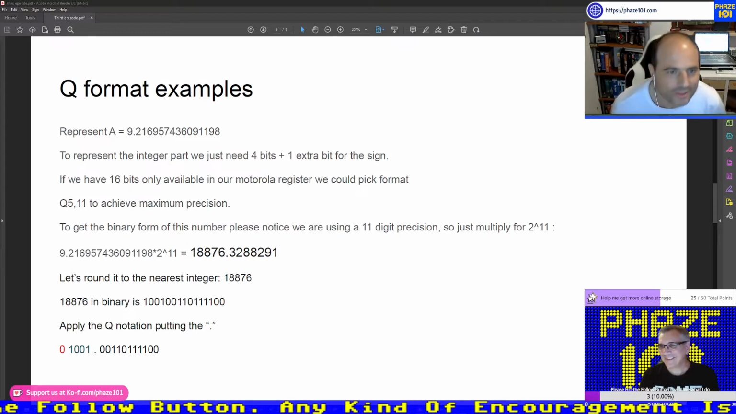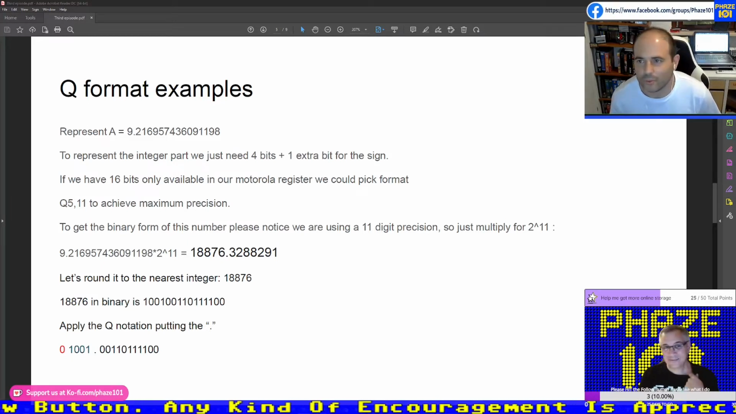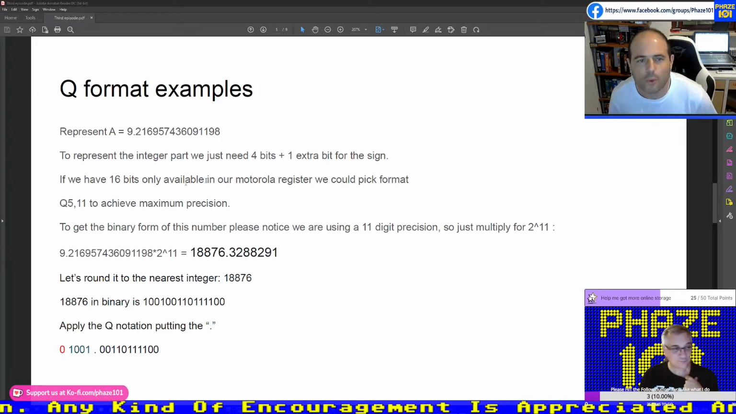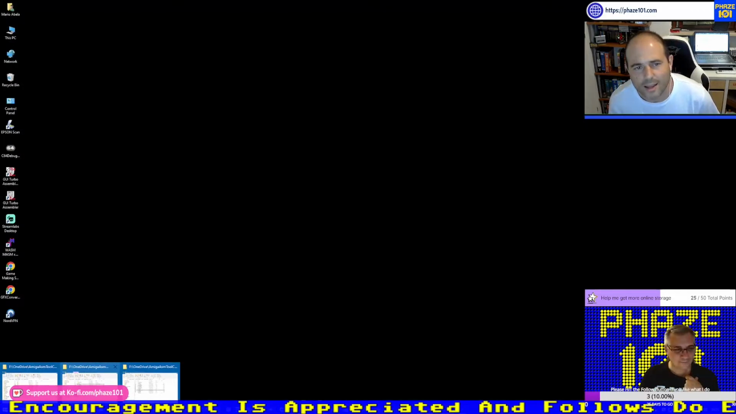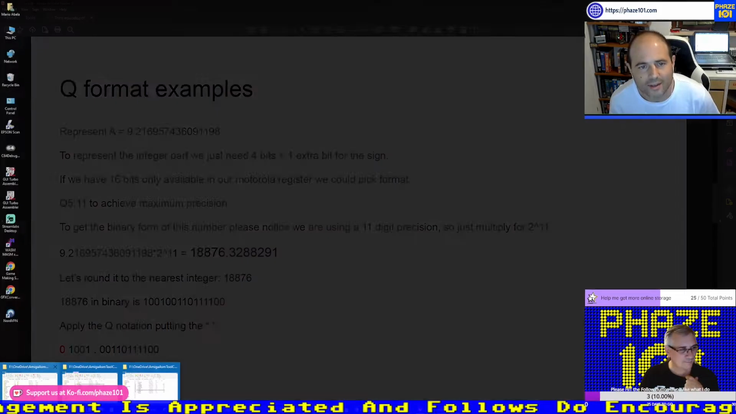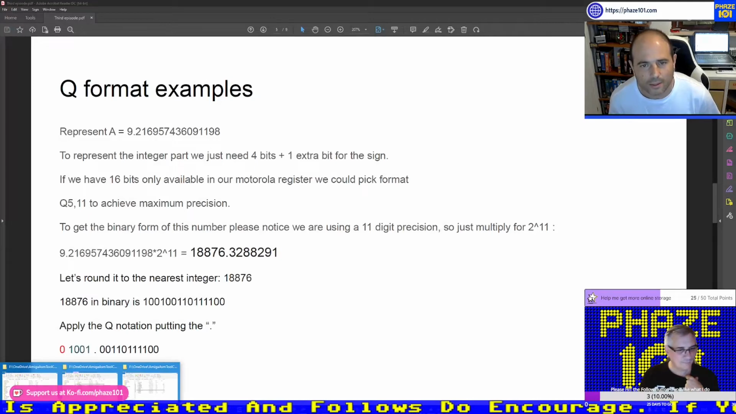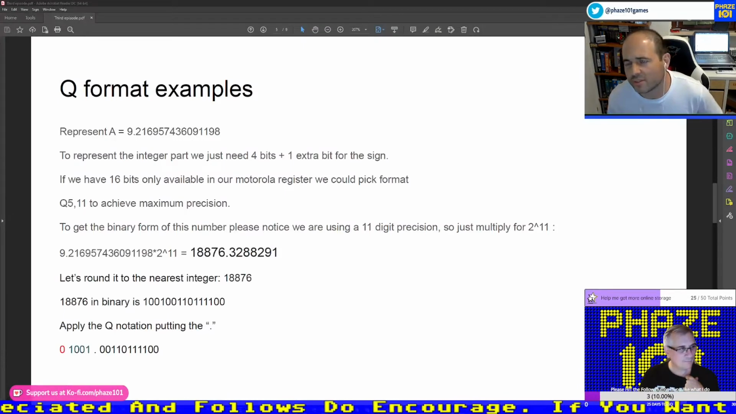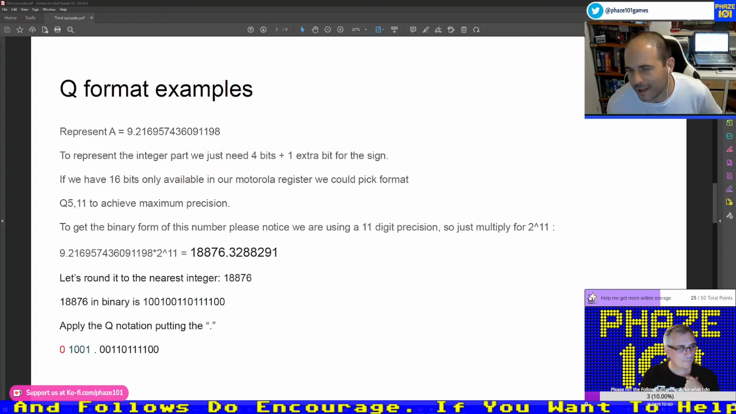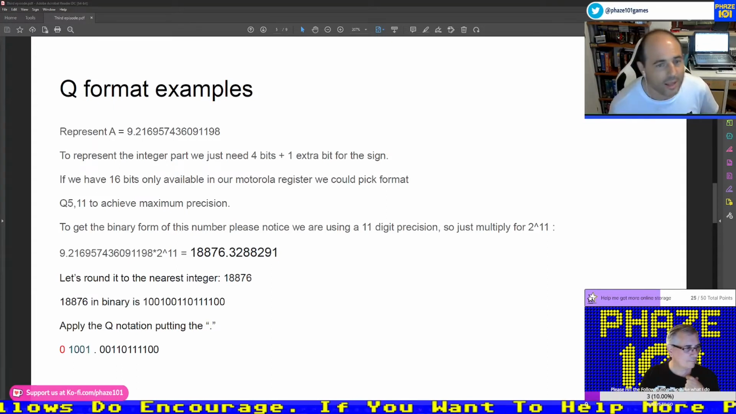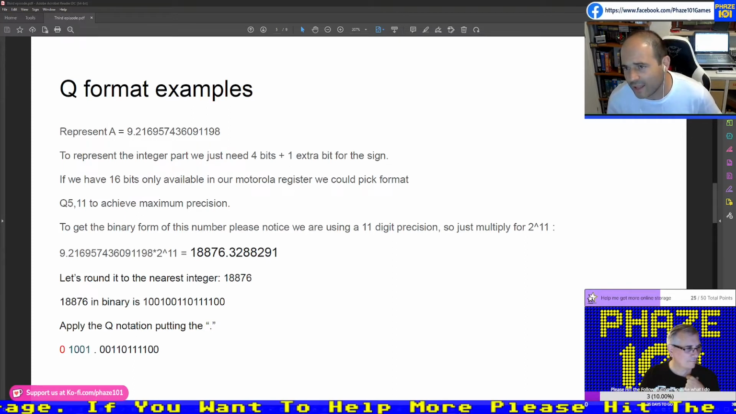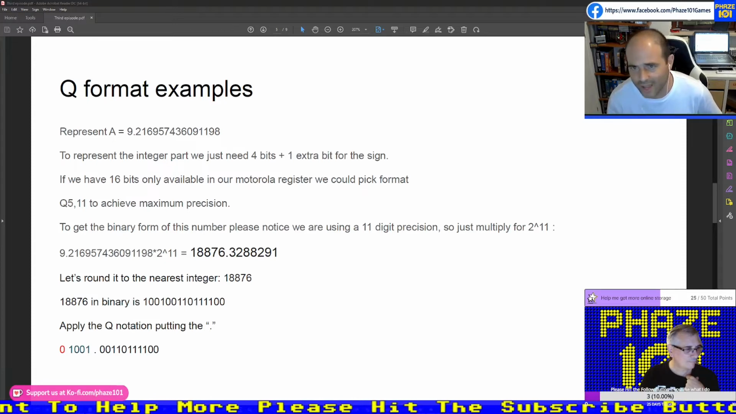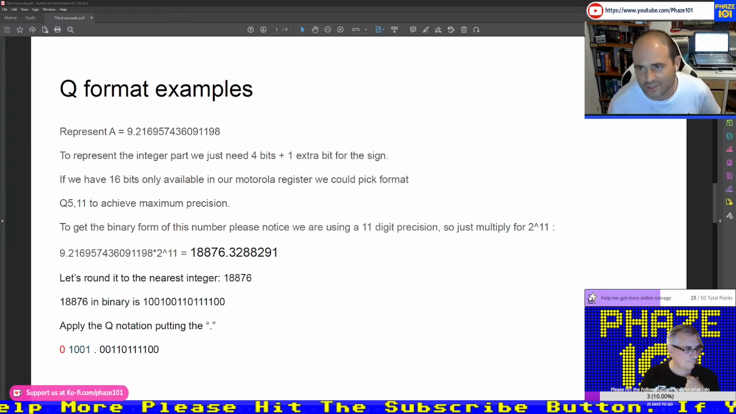In the meantime, I can continue my example. Let's say we want to represent this very strange number, which is a equals 9.21795, etc. This is my method, but there are many others, of course. To represent the integer part, we just need 4 bits because 9 is between 8 and 15. So 4 bits are enough to represent 9, which will be 1001.